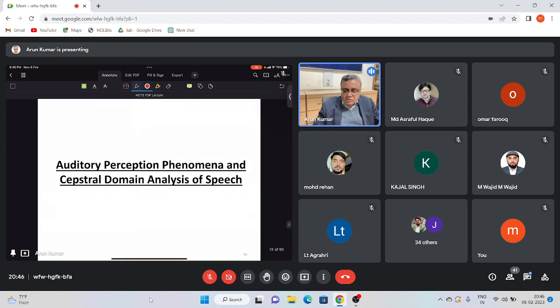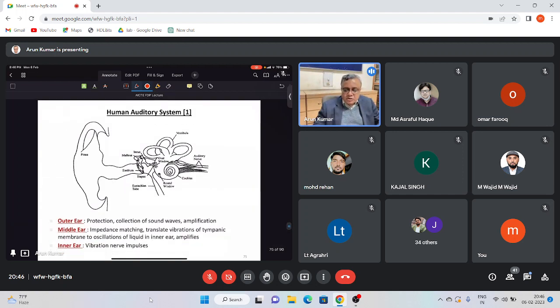Now with this background, let us spend a few minutes on the human hearing process: auditory perception phenomena and conceptual domain analysis of speech. The human auditory system is the other half of the whole process, and a good understanding of the hearing mechanism is also useful in developing applications.